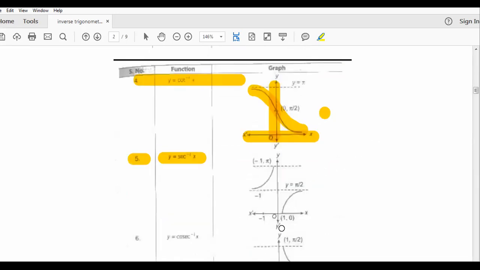In the domain, we have all the real numbers except these points -1 and 1.